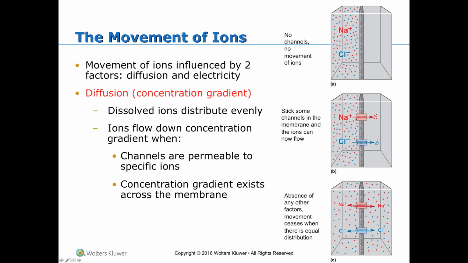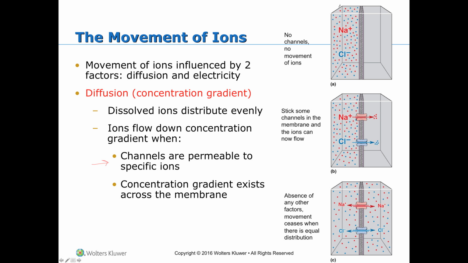Ions that are dissolved in a solution will tend to distribute evenly. You're not going to have, in a glass of salt water, certain sips that are not salty and certain sips that are completely salty. The dissolved ions are going to distribute evenly. Now, ions flow down concentration gradients in two cases: when channels are permeable, so when you actually have channels, like doorways, and if a concentration gradient exists.